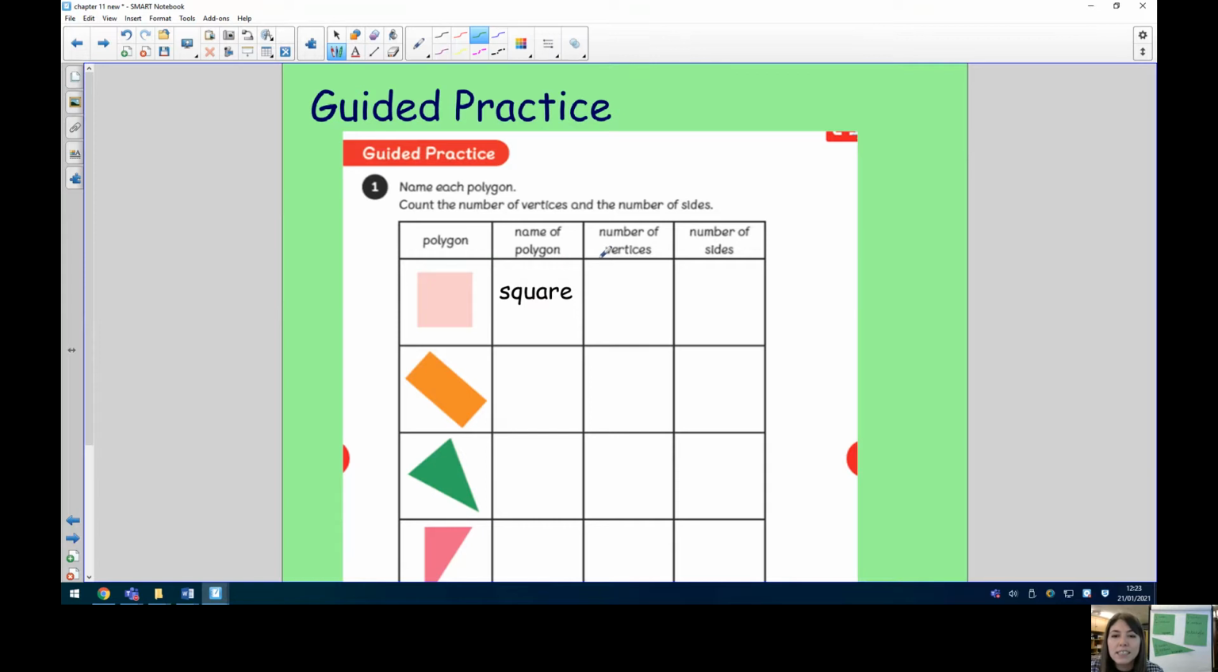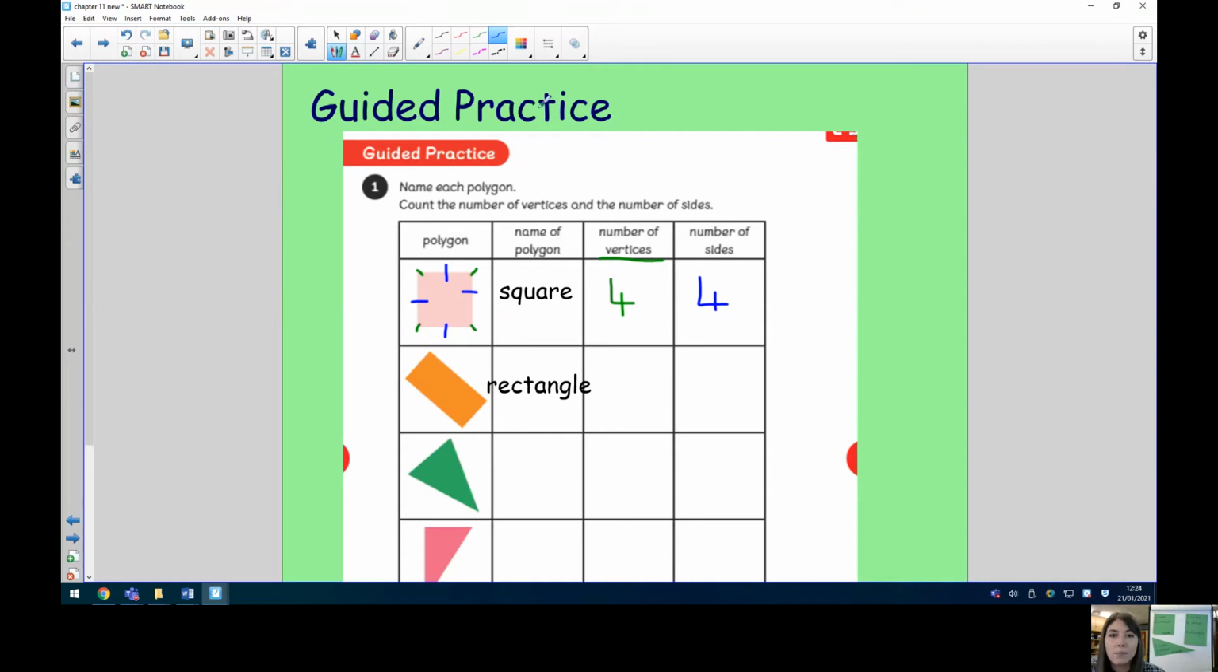Now let's count the vertices. Remember, these are the corners. I have 1, 2, 3, 4 vertices. Now we've just said when we're looking at a polygon, we know the number of sides will be the same, but let's just check and prove that. 1, 2, 3, 4. Now let's have a look at the next one. Now I know that this is a 4-sided shape, but the sides are not equal in length. I think this is a rectangle. So rectangle goes in my first box.